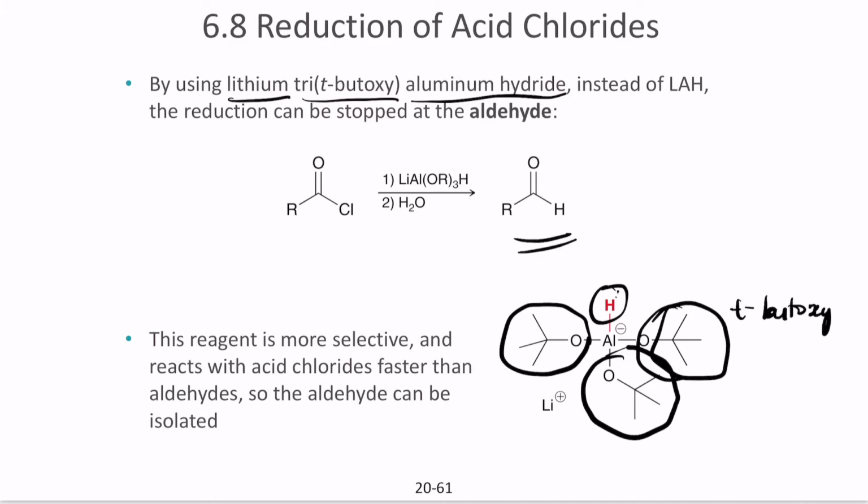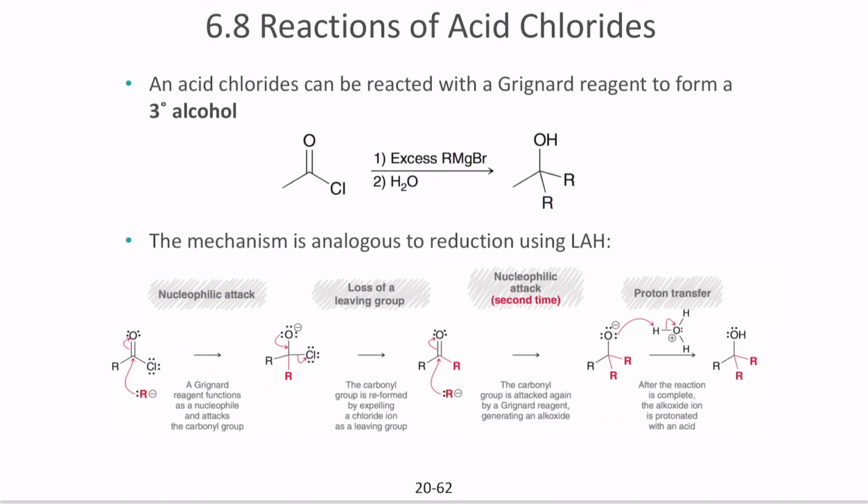So this reagent is more selective and reacts with acid chlorides faster than aldehydes. So the aldehyde becomes isolated. This is one of the reasons why it can become isolated, because the reaction equilibrium is more driven to remove the reactant than the product. So these are the reactions.